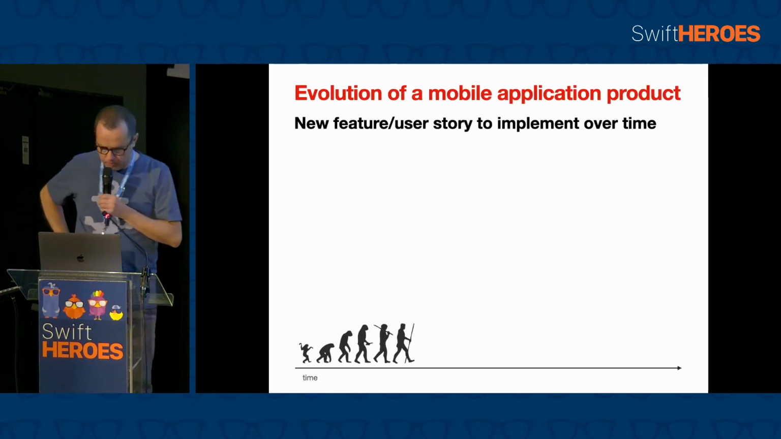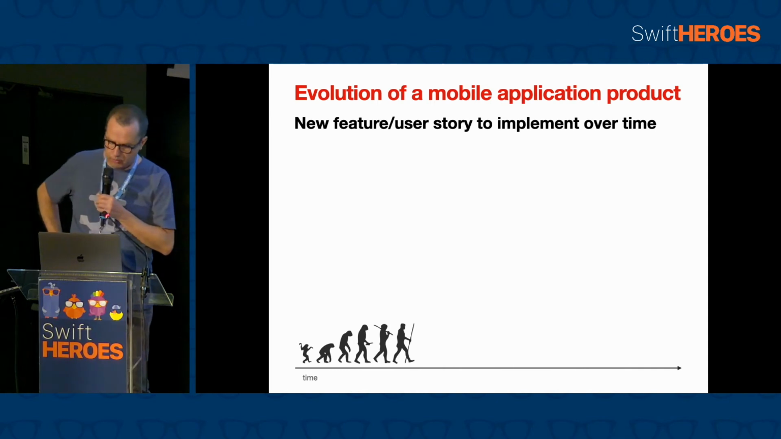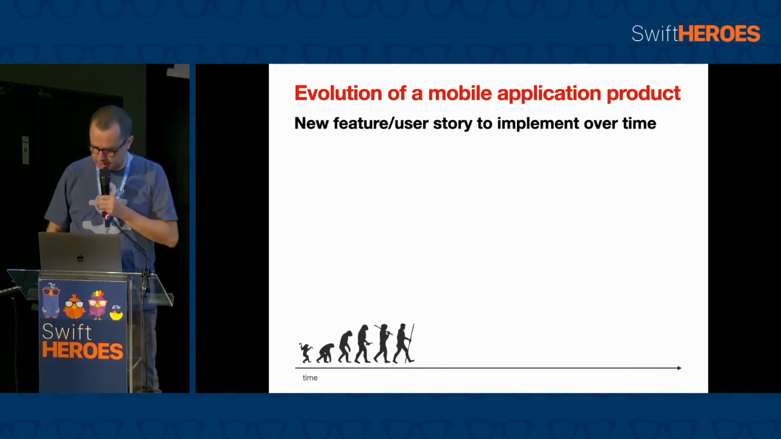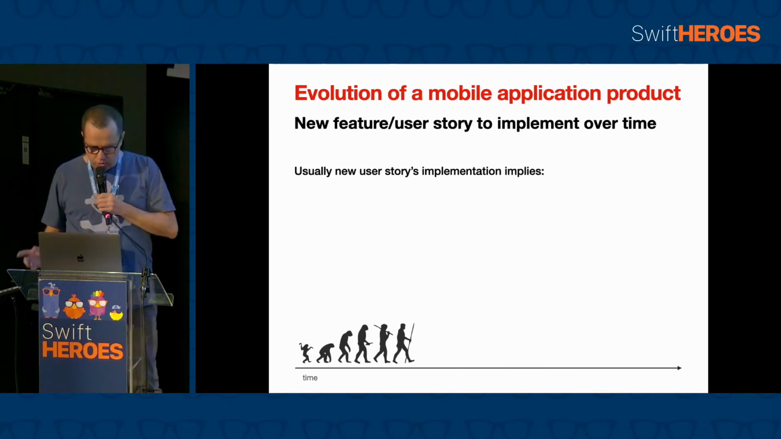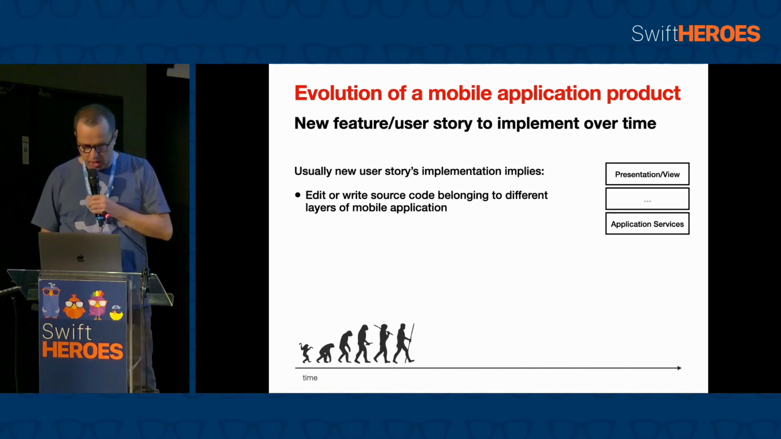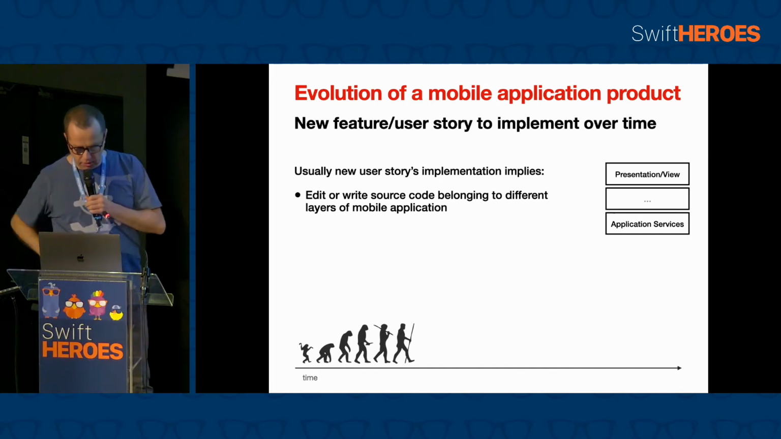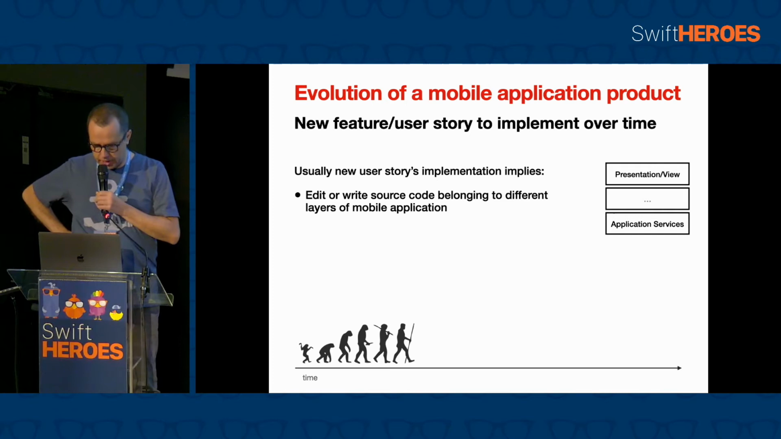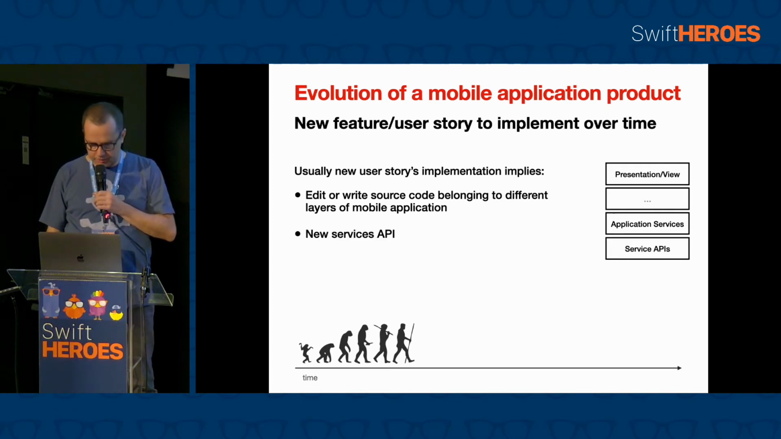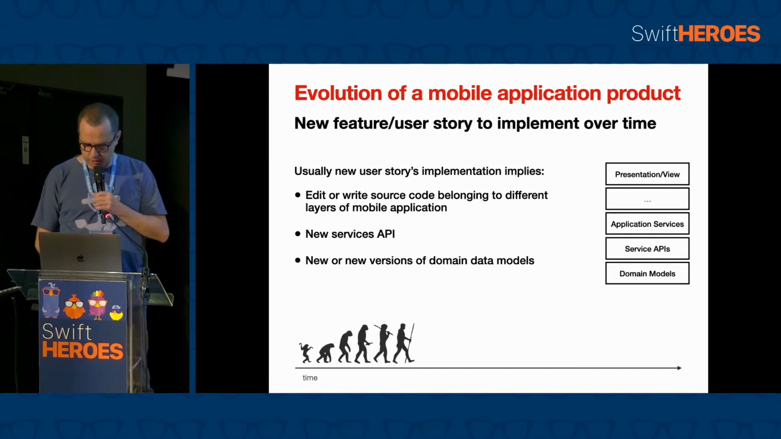By evolution of a product, we mean a new feature, a user story to implement over time. Usually, a new story implementation implies editing or writing source code belonging to different layers of a mobile application, like a new service API or a new version of a domain data model.